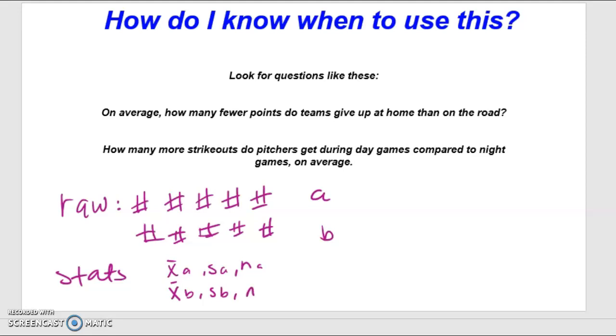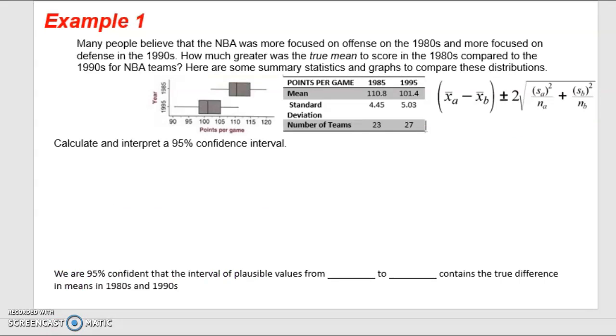And how the questions will be worded is I could say, on average, how many fewer points do teams give up at home than on the road? So here you have context A, and here you have context B. I could also say, how many more strikeouts do pitchers get during day games compared to night games? So again, there's two different contexts that you're dealing with, and those two contexts can be presented as raw data or as stats. Okay, this leads us to our first example.